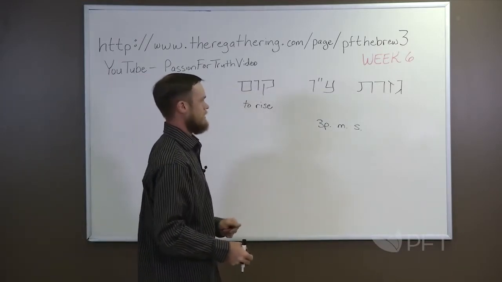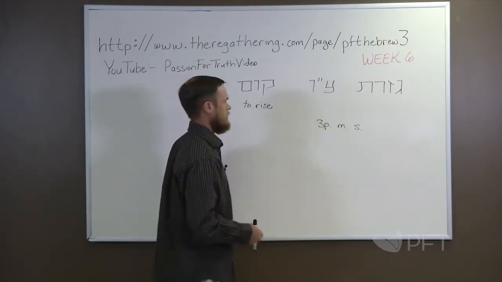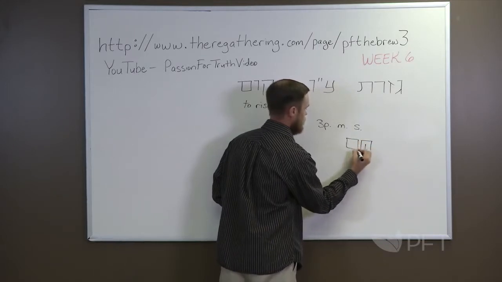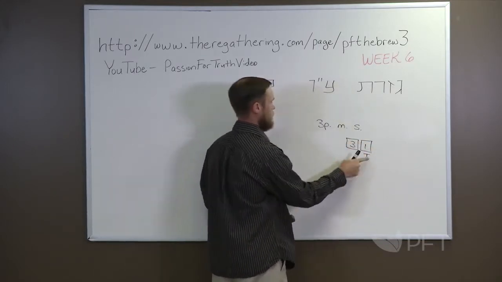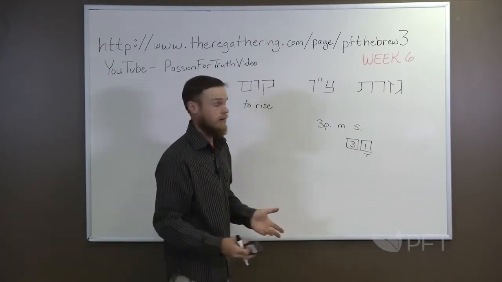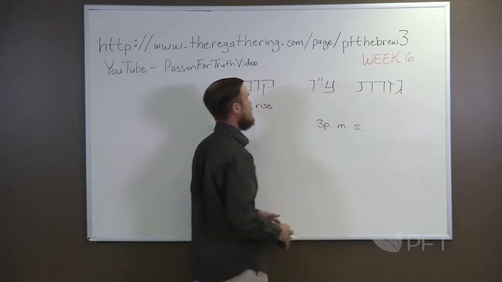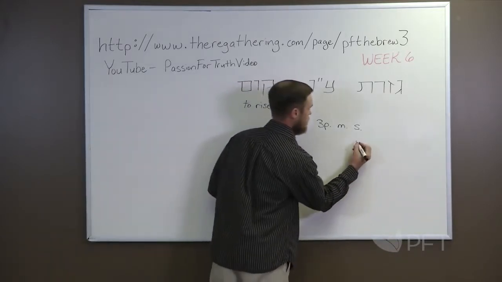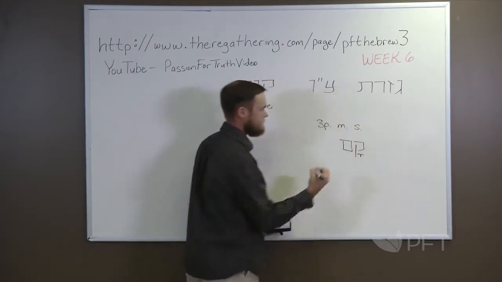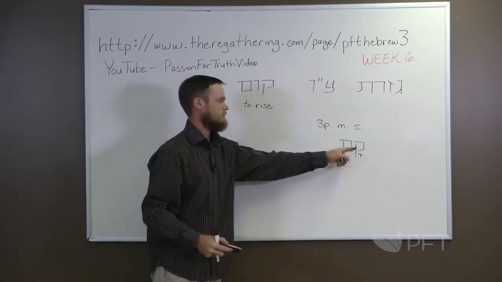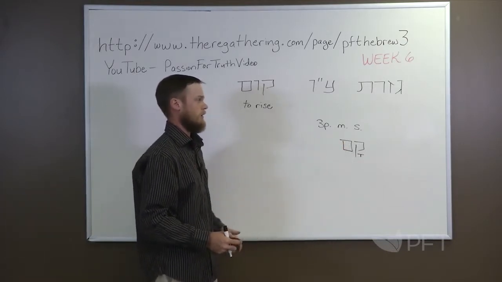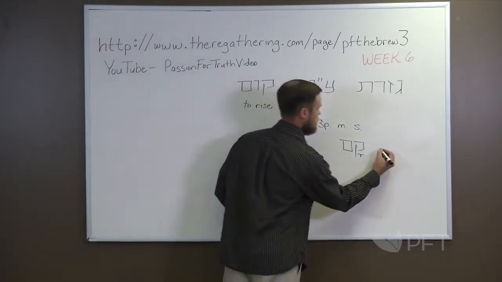All right, so the third person masculine singular. Okay, applying the paradigm. And again, on the sheet, the paradigm looks like this. First radical, third radical, okay, with the vowel, and the vav has disappeared. Our second radical is gone. All right, so he rose would be kam. Our first radical, the associated vowel, and then our third radical here. So kam, he rose.